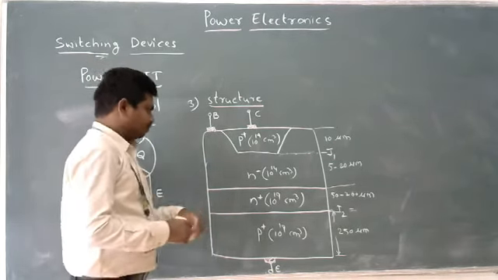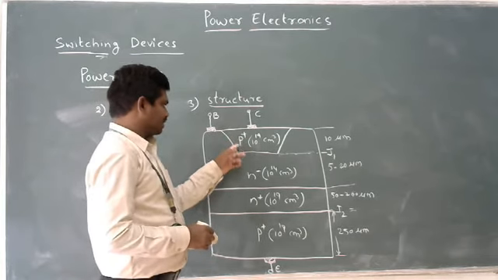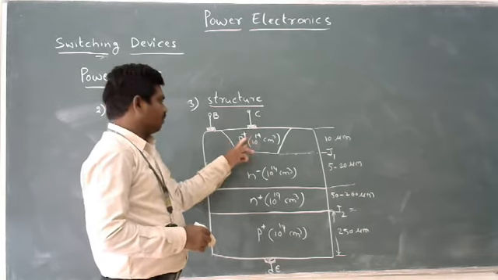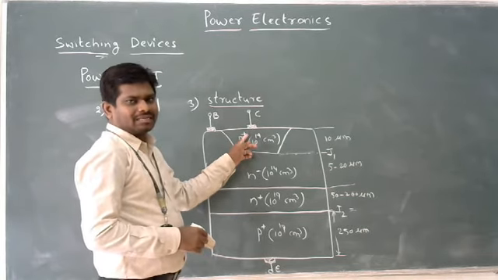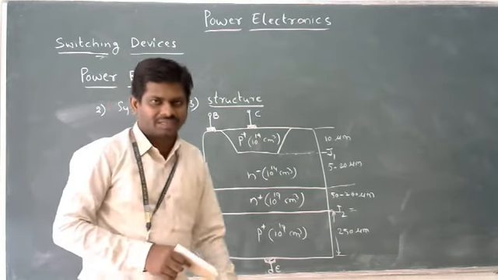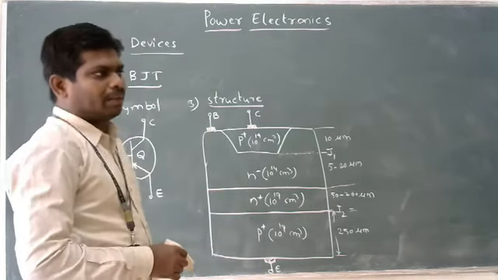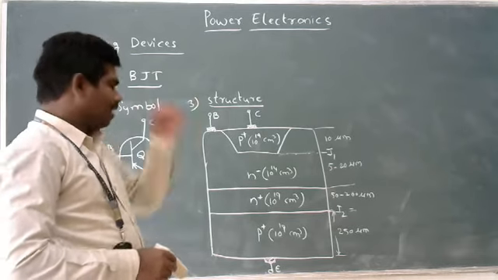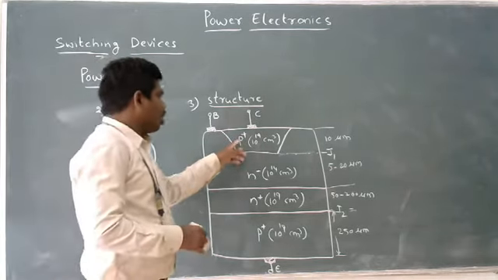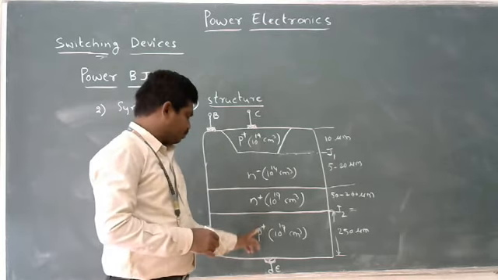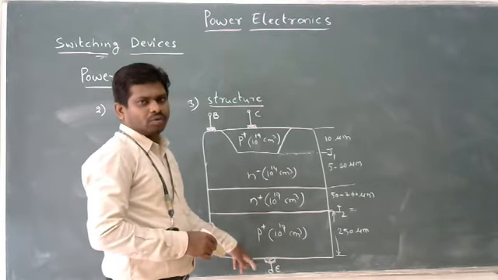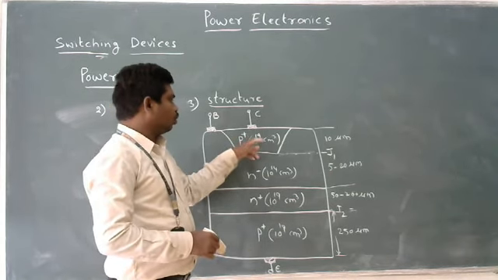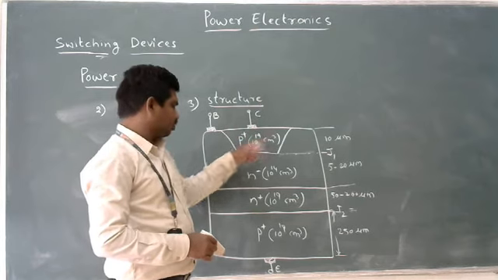Look at this. As I said in the previous videos, whenever we place the plus here, it means it is highly doped. The P layer which we are using in the BJT is highly doped. The outermost layers, this P and this P, are doped very highly, and the doping is 10 power 19 centimeter cube.